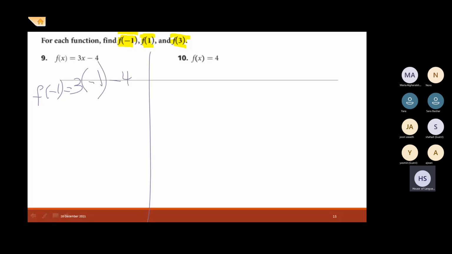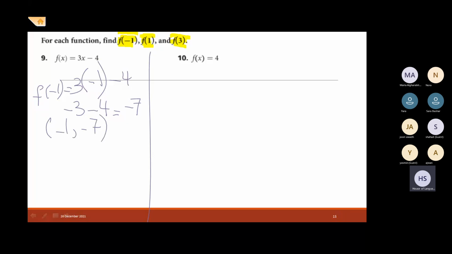Because the value of x is -1. Now, 3 times -1, -3, minus 4, -7. So it will be f of -1 equals -7. First substitute, then minus this. We get -7.